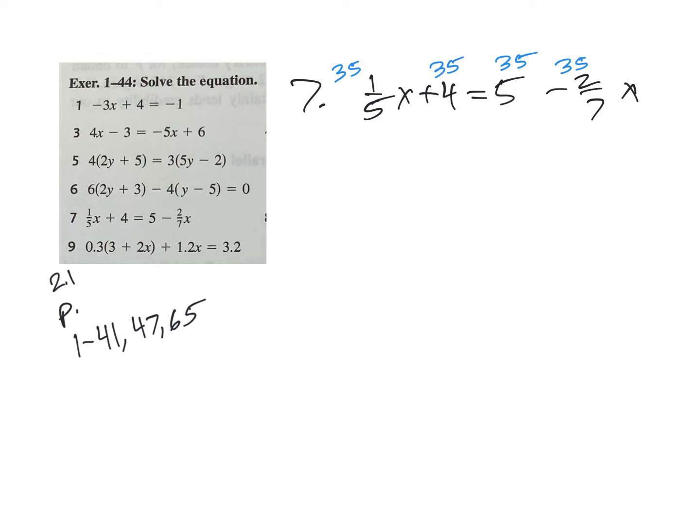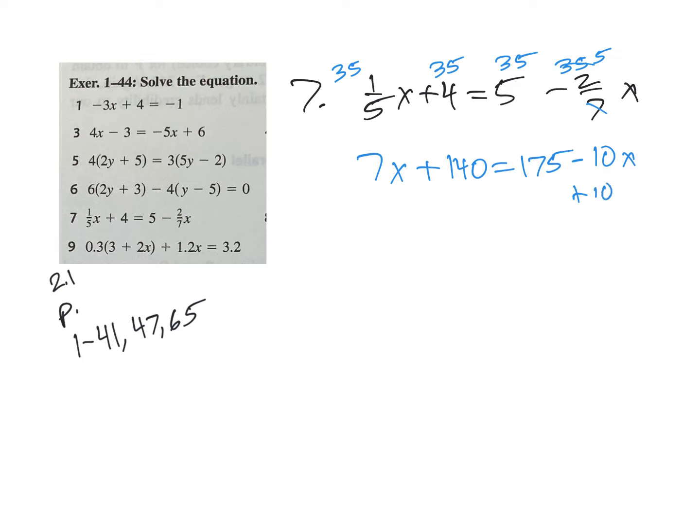35 times 1 is 35, divided by 5 is 7. And then 35 times 4 is 140. And 35 times 5, 5 times 30 is 150, 5 times 5 is 25, so that's 175. You don't need your calculator, use your brain. And 35 divided by 7 is 5, 5 times 2 is 10. And now you can do it like that, but you can do it the other way.